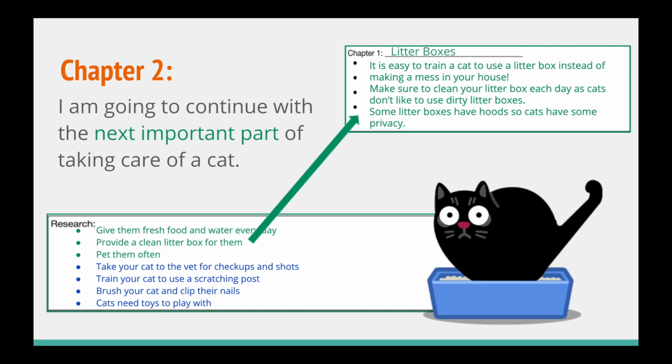For chapter 2, I'm going to continue with the next most important part of taking care of a cat, and that's where cats use the bathroom. So for my chapter 2, it's all about litter boxes. This is what I found through my research. It's easy to train a cat to use a litter box instead of making a mess in your house. Make sure to clean your litter box each day, as cats don't like to use dirty litter boxes. Also, some litter boxes have hoods so cats can have some privacy.